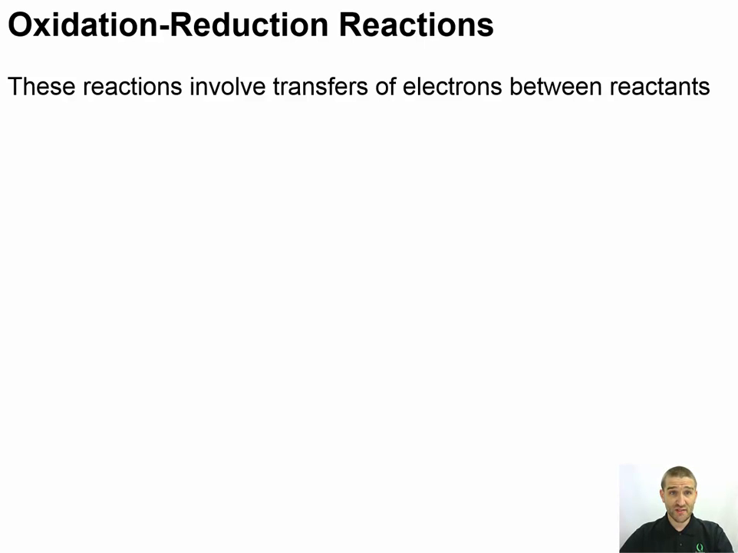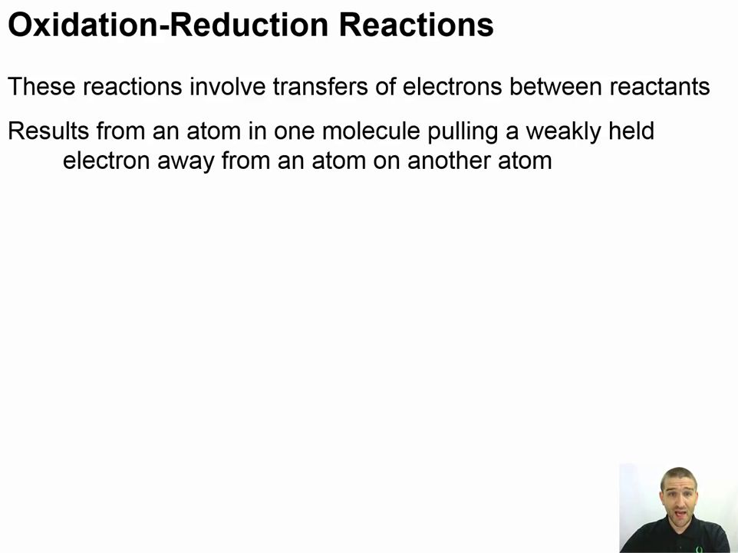Oxidation and reduction reactions are going to involve transferring an electron between two reactants. Now that means that one's got to give up the electron while the other one's going to receive or flat out steal it. And that means one of them is going to be holding it weakly while the other one is grabbing it strongly, or at least more strongly.